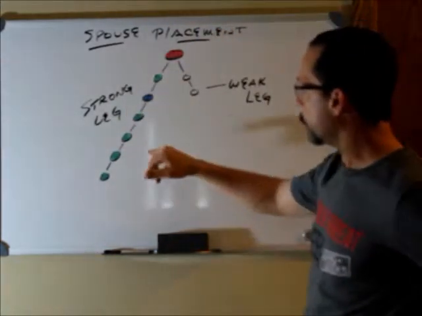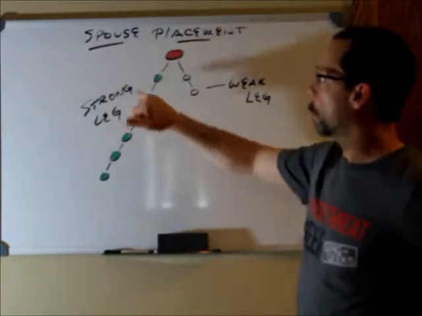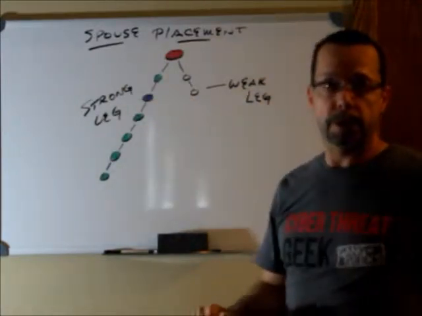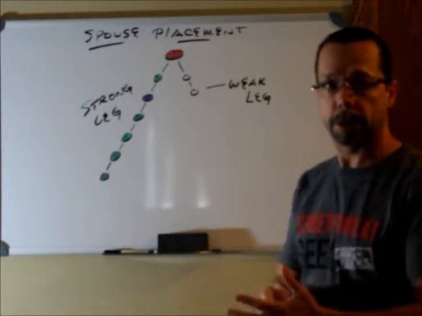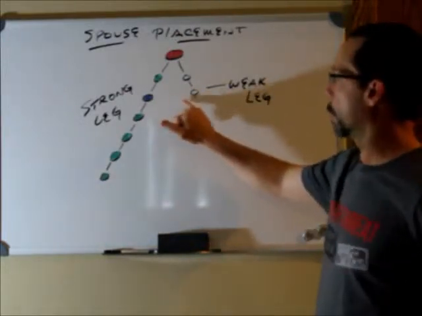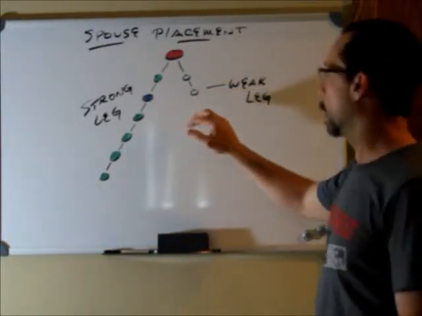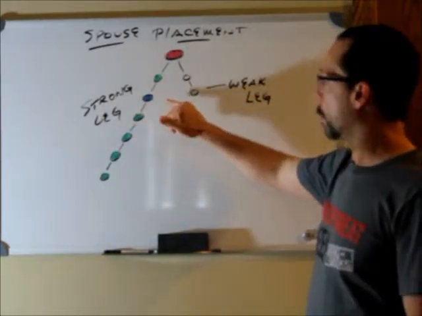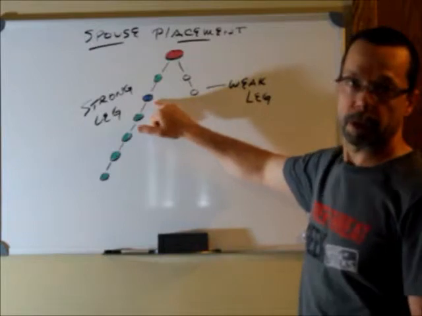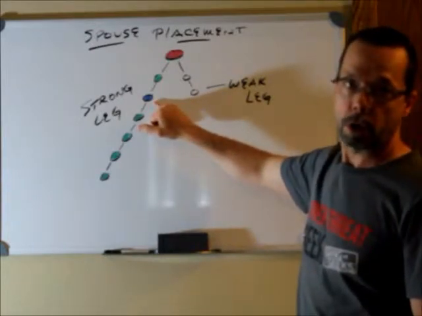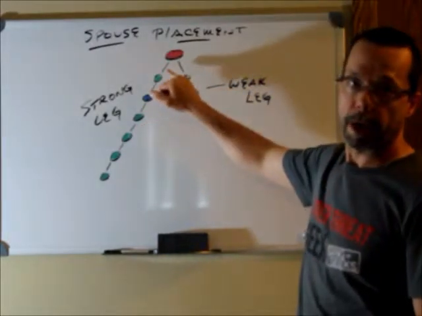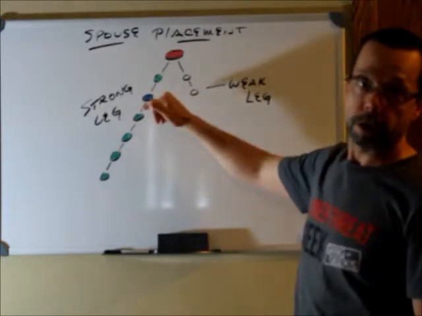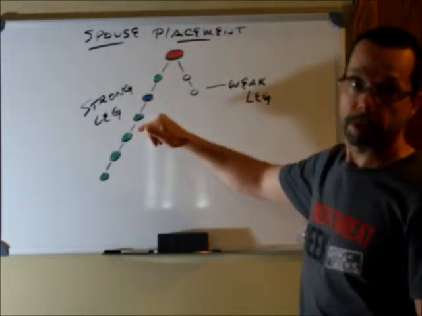Again, depending on what your spouse or significant other is going to be doing in the business will determine which leg you put them on. If they're not going to be working the business, you should put the spouse on your strong leg, which is going to be supported by your upline coaches and their coaches that come into the business.